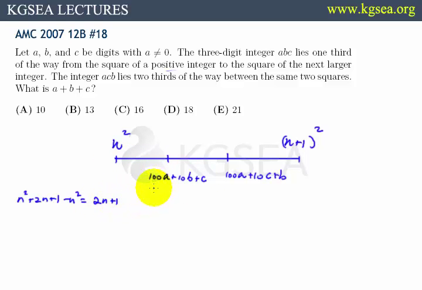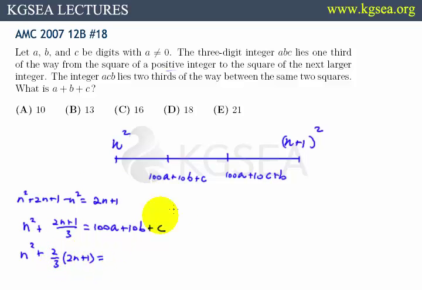So here, what I could say is this guy plus 1/3 of this would reach here, right? So n squared plus 1/3 of the length would reach 100A plus 10B plus C. And now n squared plus 2/3 of 2n plus 1 would reach this far, which is 100A plus 10C plus B.